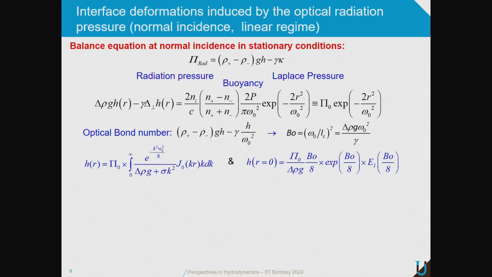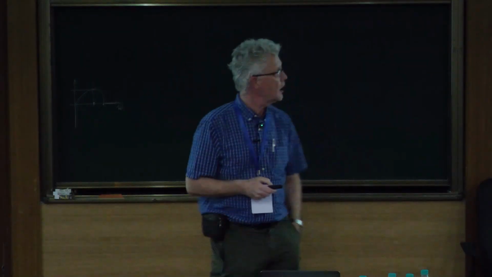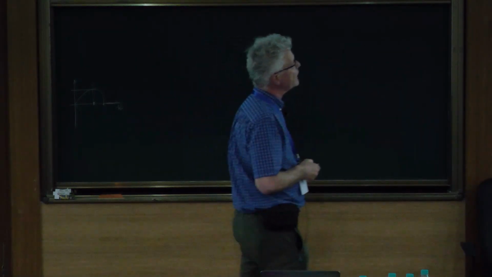What happens is that you will balance the radiation pressure with buoyancy and Laplace pressure. I will write Laplace pressure in this way, concerning the talk we had before. So you can write that like that, and here you have the beam intensity. Usually it's the power divided by the beam area, where omega 0 is the so-called beam waist. And you have this exponential here.